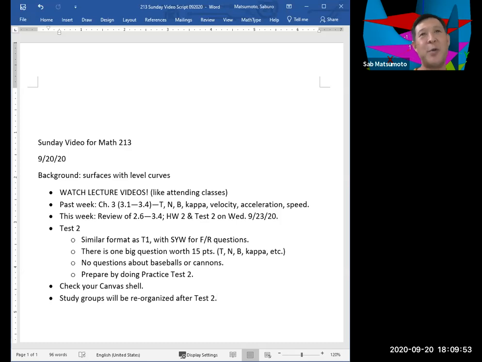And then, of course, next week you'll be starting chapter 4, which is yet another type of multivariable functions. Okay, so I hope you have a wonderful week. Remember, the test is on Wednesday.